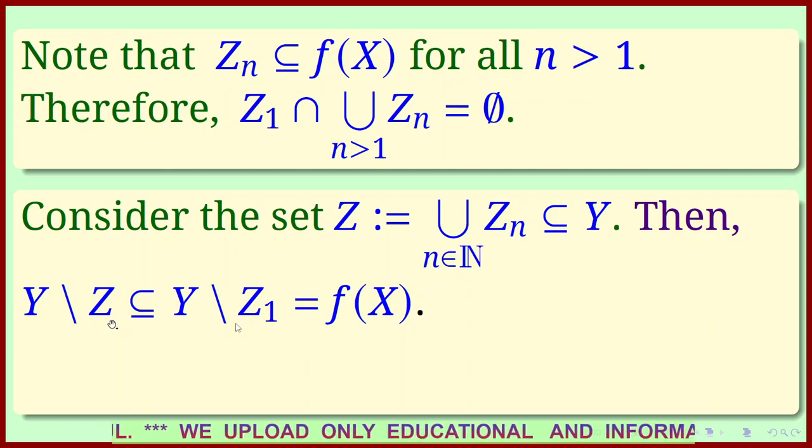So what is Y minus Z? Now see, this is contained in Y minus Z1. Why? Because one of the members of this union is Z1, so Z1 is contained in Z. If you subtract a bigger set, the result will be contained in what you get by subtracting a smaller set. So Y minus Z is contained in Y minus Z1 because Z1 is contained in Z. And what about Y minus Z1? Z1 is the complement of f(X) in Y, so the complement of Z1 will be precisely equal to f(X).